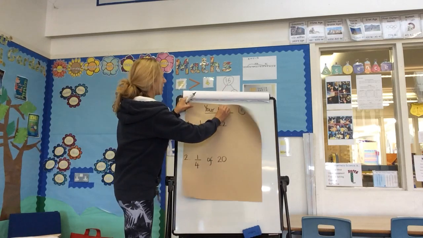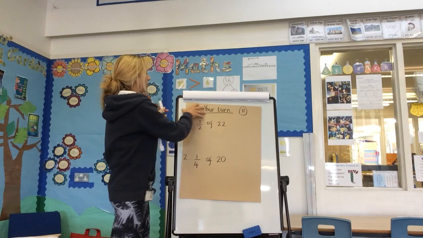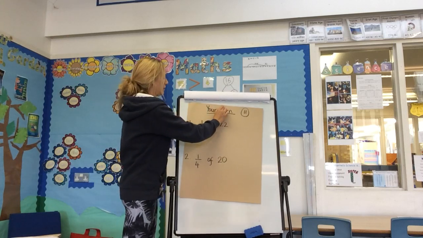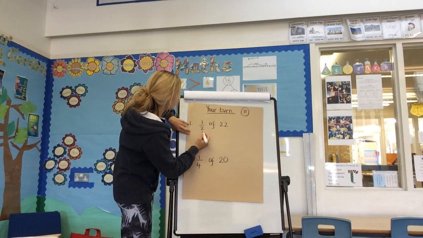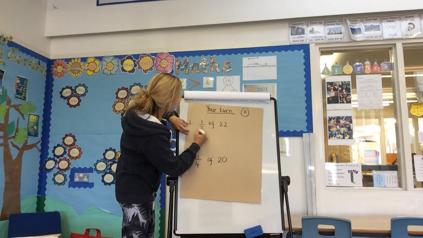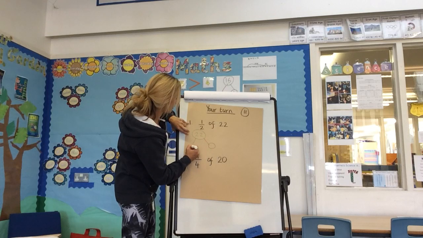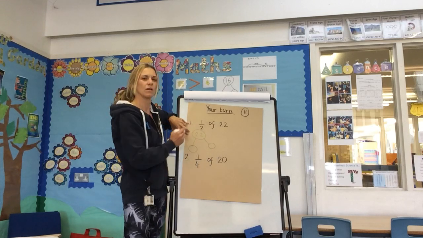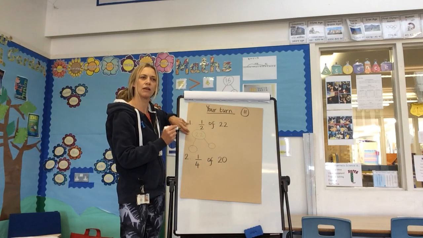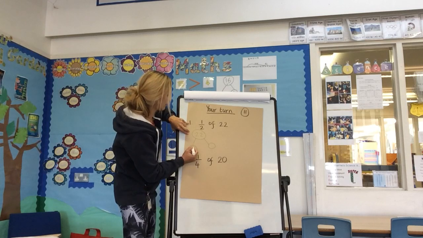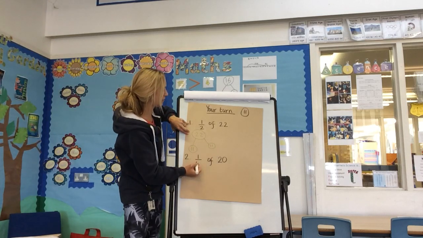Fantastic. Should we just quickly do those ones, hopefully? So, half of 22. 22 is our whole. We're dividing it into 2. Half of 20 is 10. Half of 2 is 1. 10 and 1 is 11.